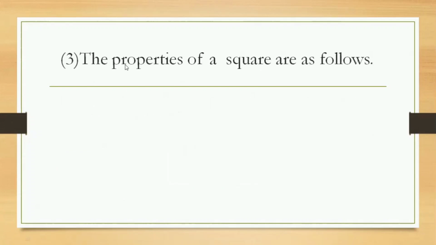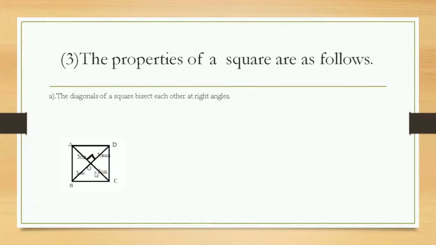And see here next one, the properties of a square are as follows. The diagonals of a square bisect each other at right angle. What does this mean? Look here. This is a square, and when you draw the diagonals AC and BD, and when they cut each other, that means intersect each other, they will bisect.